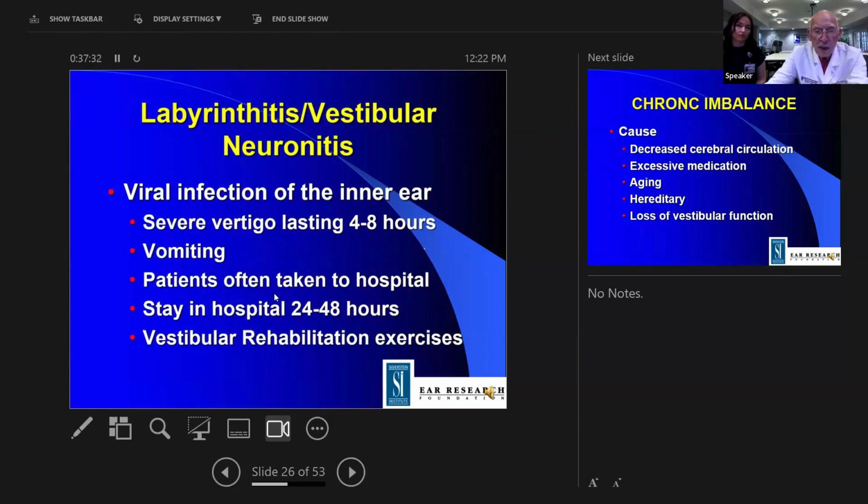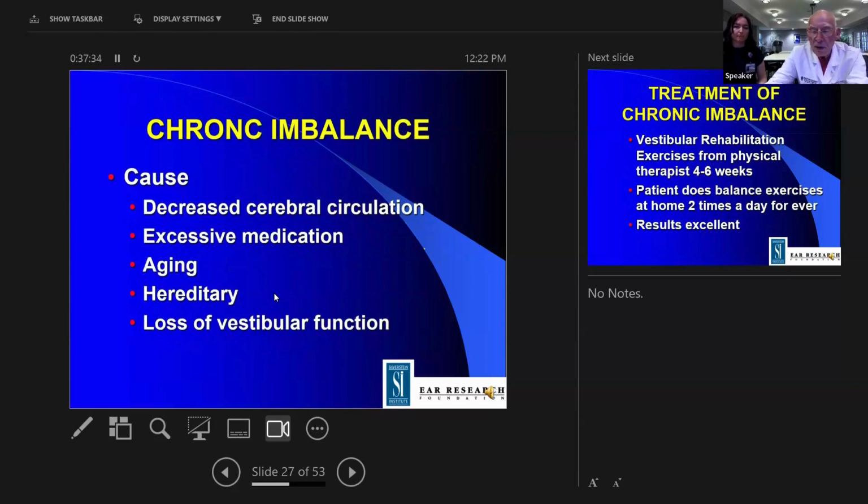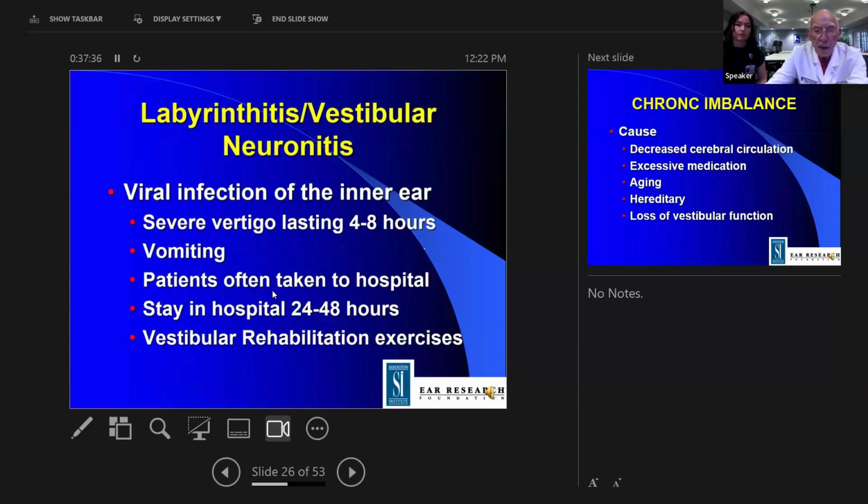So vestibular neuritis is a viral infection of the inner ear. And what happens is the vertigo lasts for 4 to 8 hours, sometimes even longer. And the patients are usually taken to the hospital and they stay in the hospital for a day or so and get medications to try to feel better. And afterwards, they need vestibular rehabilitation exercises to get their balance back.